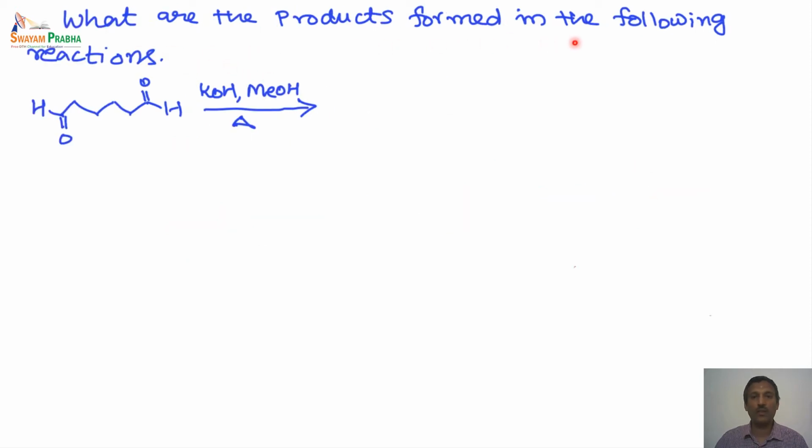And now the next question is, what are the products formed in the following reaction? We have a dialdehyde. This is treated with a strong base again, potassium hydroxide, in methanol and heated. So we need to identify what is the product that will be formed in this particular reaction.